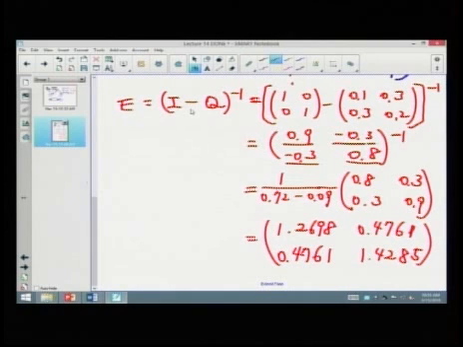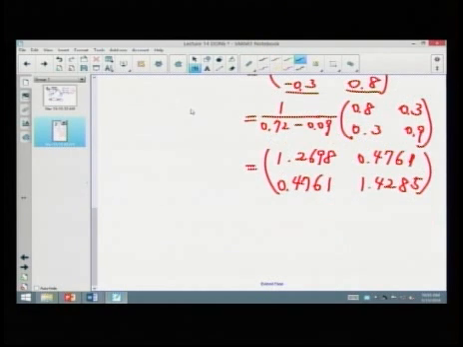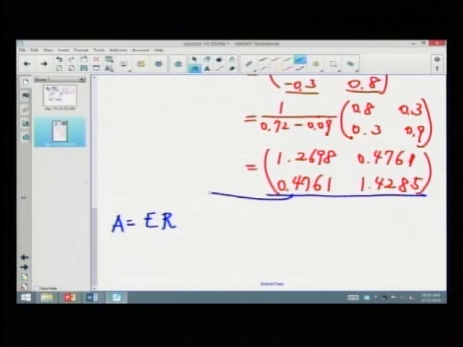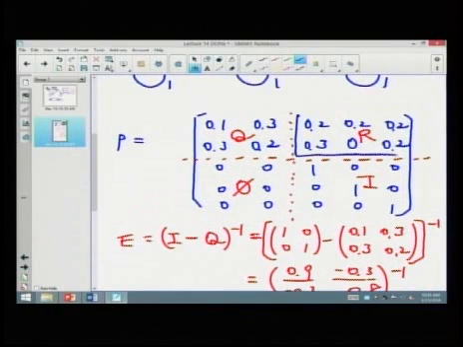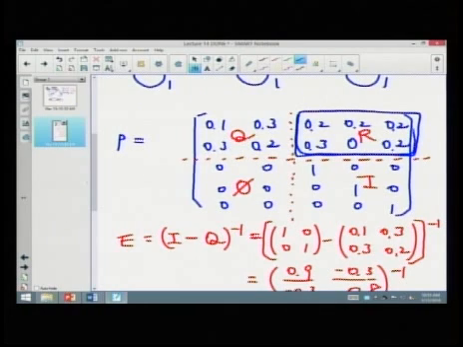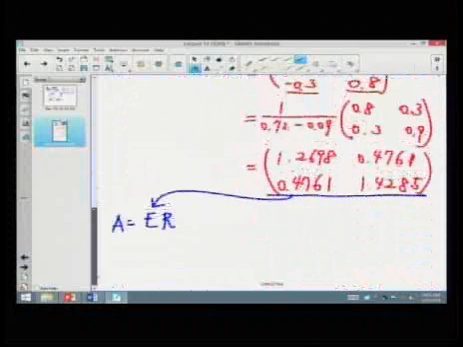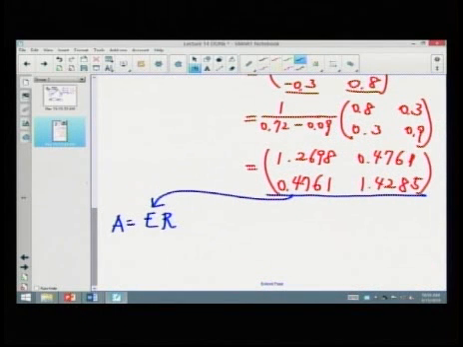Since we have the E matrix, now we can compute the A matrix. A is E times R. So this is E. What is R? Here, the 2 by 3 matrix is the R matrix. So we need to multiply those two. Can you give me the value for that?